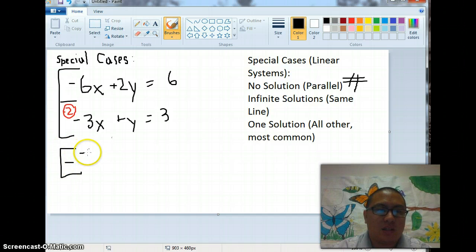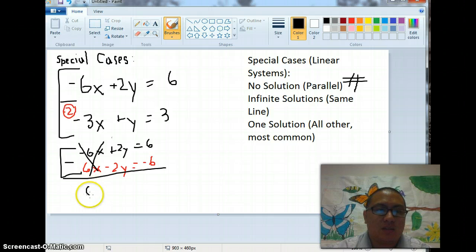Now I have negative 6x, nothing on the top changed. Negative 6x plus 2y equals 6. And on the bottom, it's changed to positive 6x, negative 2y, and negative 6. So combining these two together, a bunch of things cancel out. I get 0 here, 0 here, and 6 and negative 6 I also get 0. So I get 0 plus 0 equals 0. In other words, 0 equals 0.